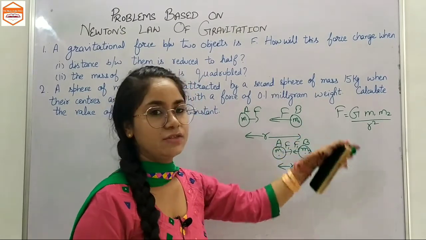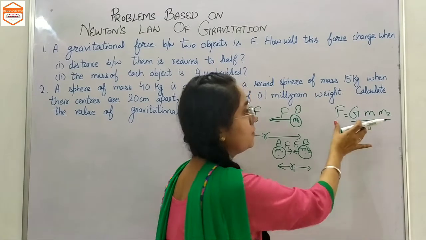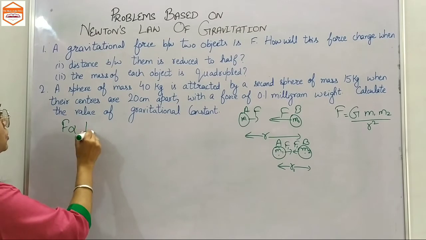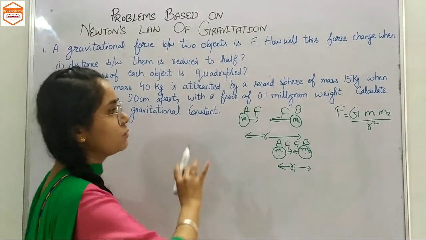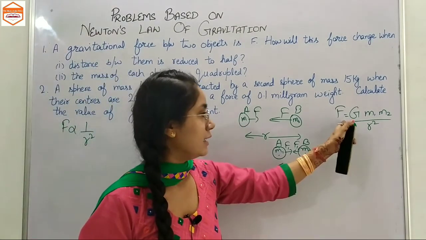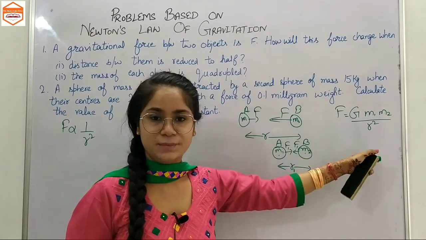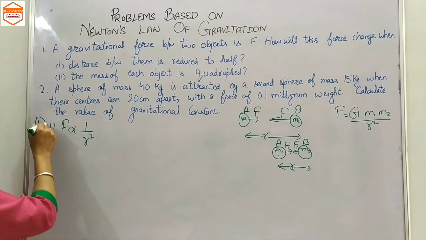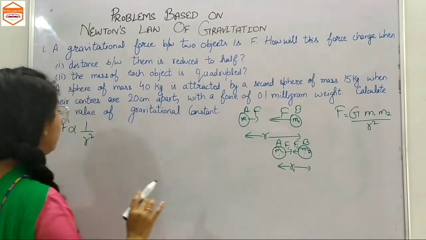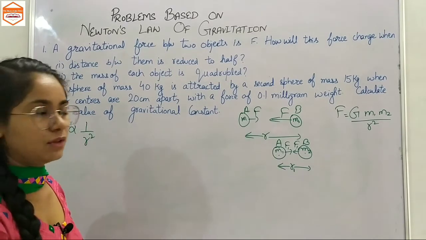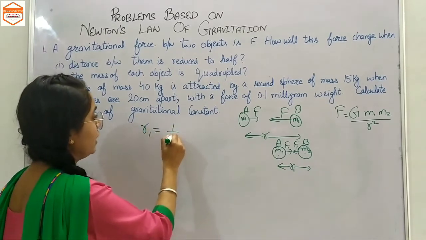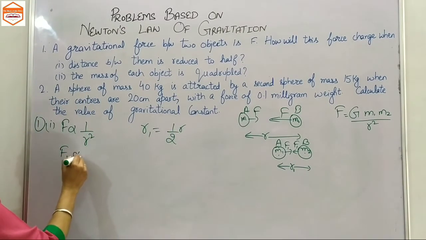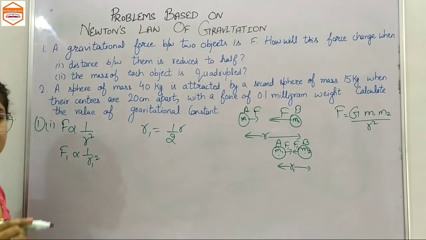Now, how come this would have changed? You can clearly see from this formula that the gravitational force of attraction is inversely proportional to the square of the distance between these two bodies. These two are inversely proportional to each other. So what would happen, if the distance has been reduced to half, that means R1 is 1 over 2 R. The gravitational force of attraction would also be changed. It would be written like this.